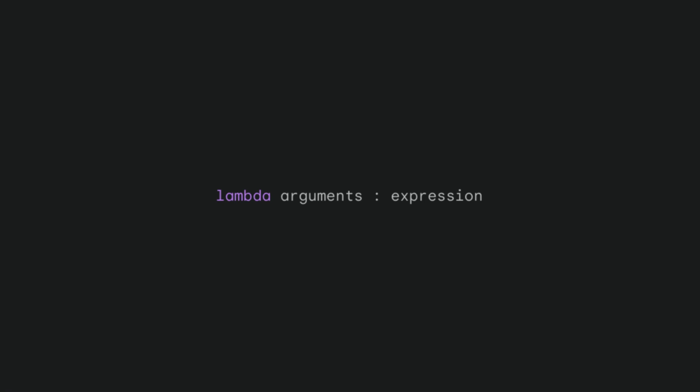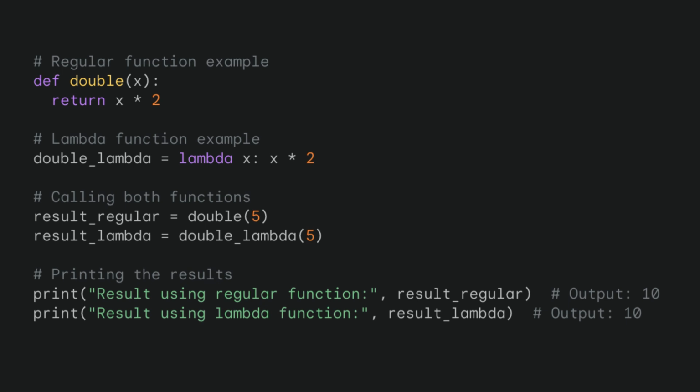So we'll see here we have lambda, arguments, colon, and expression. The lambda is the keyword that marks the beginning of the function. The arguments are a comma-separated list of arguments that the lambda function can take. The colon separates the arguments from the expression, and the expression is a single expression that the lambda function will evaluate and then return.